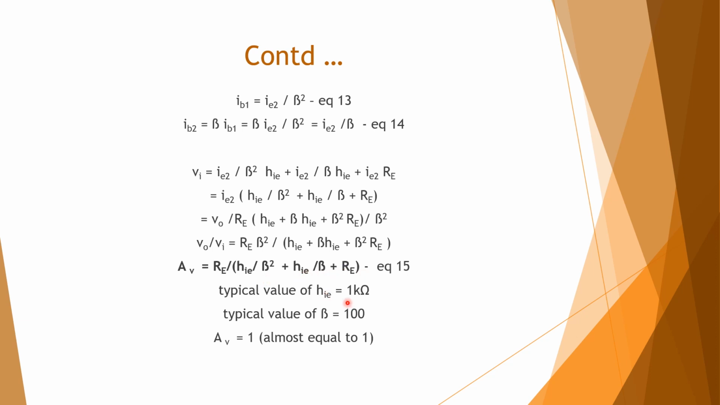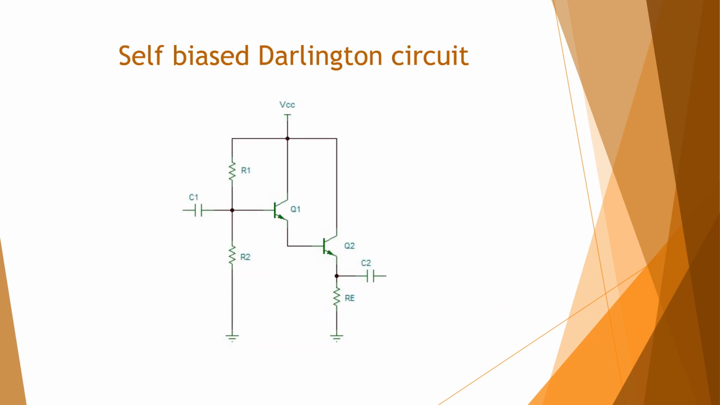Typical value of Hie is 1k, and 1k by 10 raised to 4 is a very low value. So we can ignore this term. And Hie by beta, Hie is in the 1 kilo range, and by 100, that also will be 10, so that can be ignored, and Re is in the range of 10k, and Re by Re becomes 1. So AV is almost equal to 1. So the voltage gain is unity here for a Darlington amplifier.